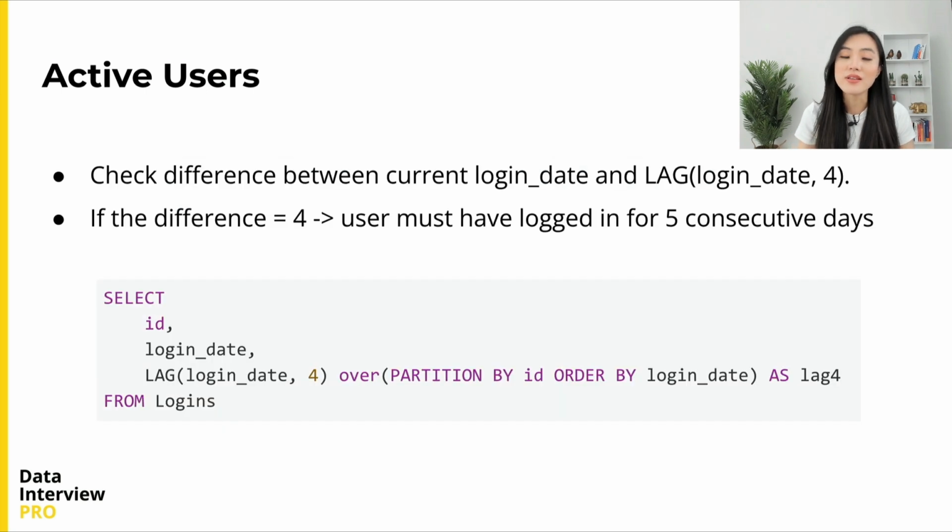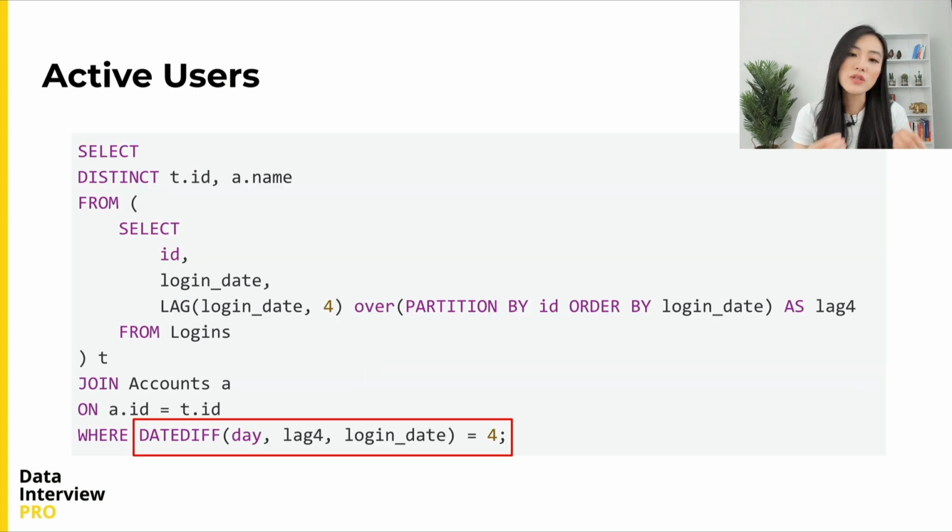Now, once we understand this logic, we can use a window function to solve the problem. We first select the ID and login date from the login table. Then we use the lag function to get the login date that's 4 rows before the current row. That's the date users log in 4 times before the current login date, which we can call lag 4. Then we can take the difference between the current login date and the lag 4 login date. If the difference is exactly 4, this means the user must have logged in for 5 consecutive days.